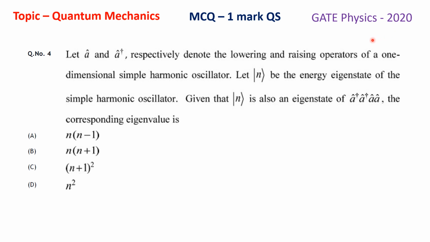This question is from the GATE Physics paper 2020. This is an MCQ type question having 1 mark. The topic of the question is quantum mechanics. The chapter is harmonic oscillator.